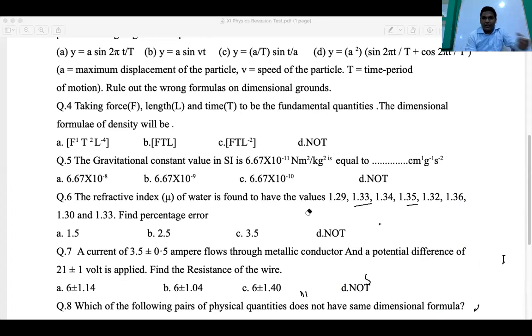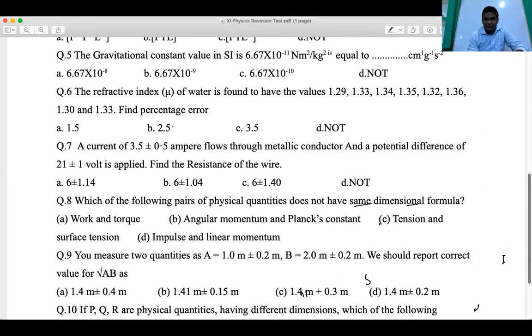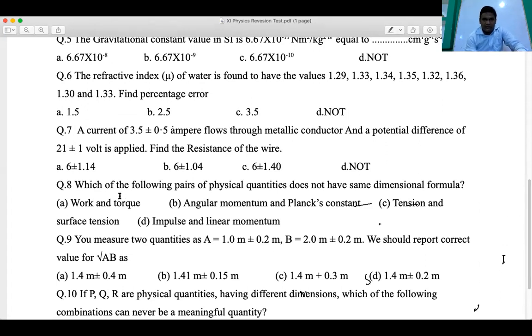Okay. Coming to the 8th question. Which of the following pairs of physical quantities does not have the same dimensional formula? Tension and surface tension. Work and torque will have the same dimensional formula. Angular momentum and Planck constant, we can check for this.